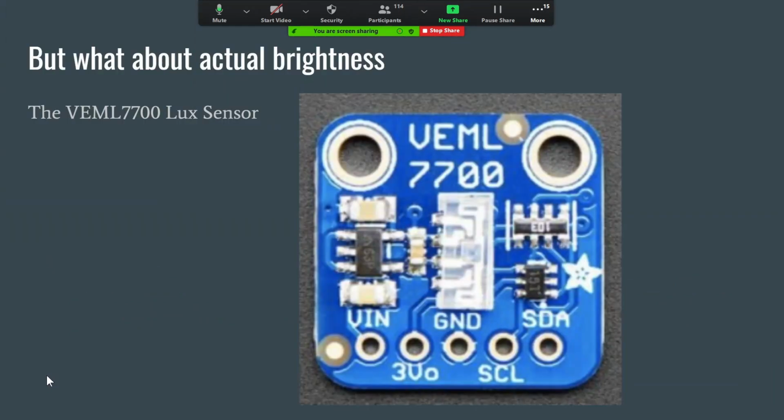So what about the actual brightness? The current draw looked pretty linear to me across all but that bottom end, but does that translate into the actual brightness of the LED as viewed by the person looking at it? The way that I decided to test that was I laid my hands on one of these things. It's a VEML7700. It's a lux sensor, so hypothetically it's measuring the brightness.